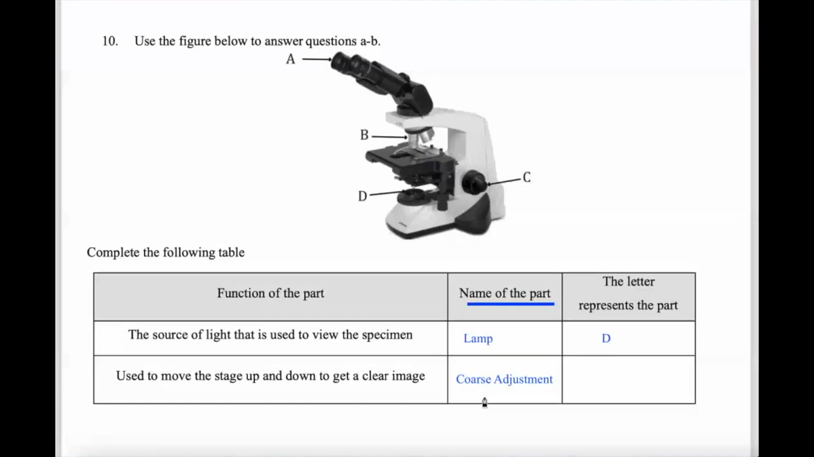But to move the stage up and down, it's the coarse. Yeah, it should be coarse. Maybe there is a mistake, sir. Yeah, I can understand. It is written there, fine adjustment, but the one that moves the stage up and down is the coarse. Please correct it there, okay? It's a minor mistake. And the labeled part is C.